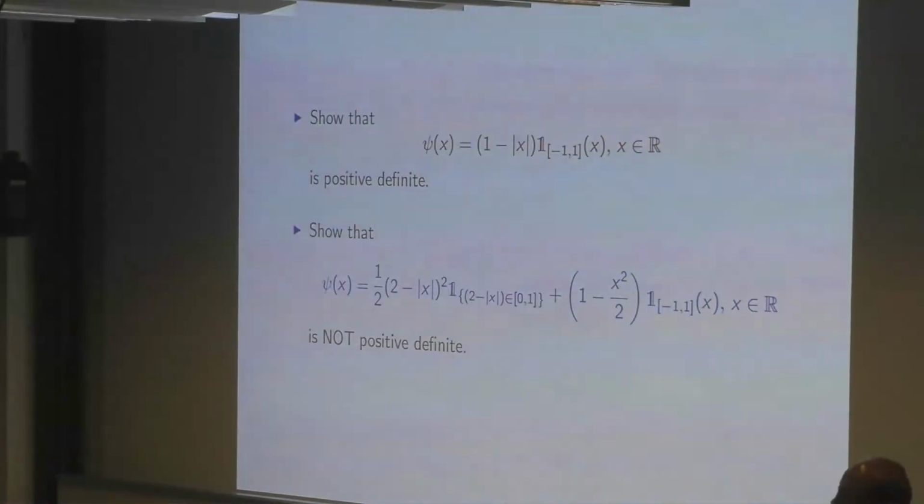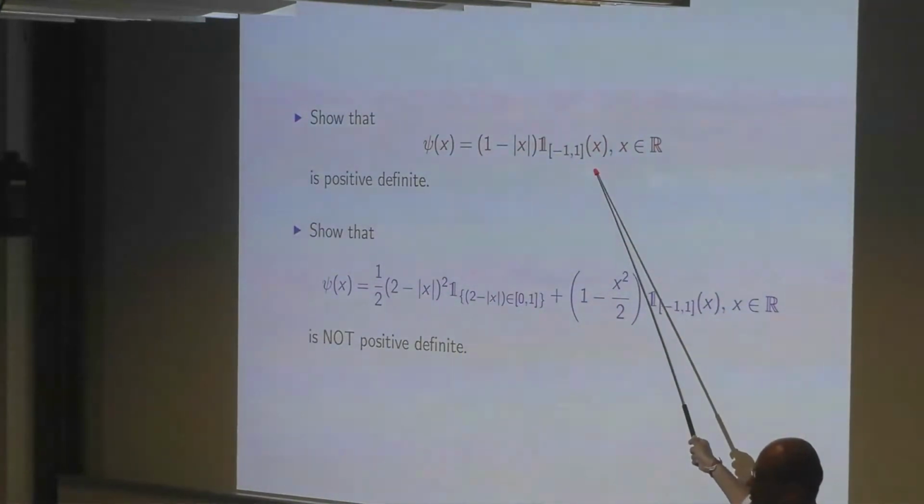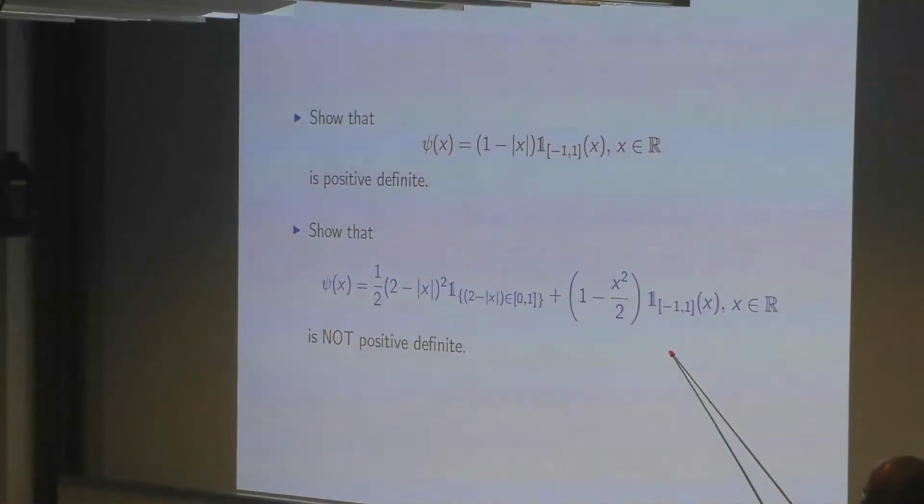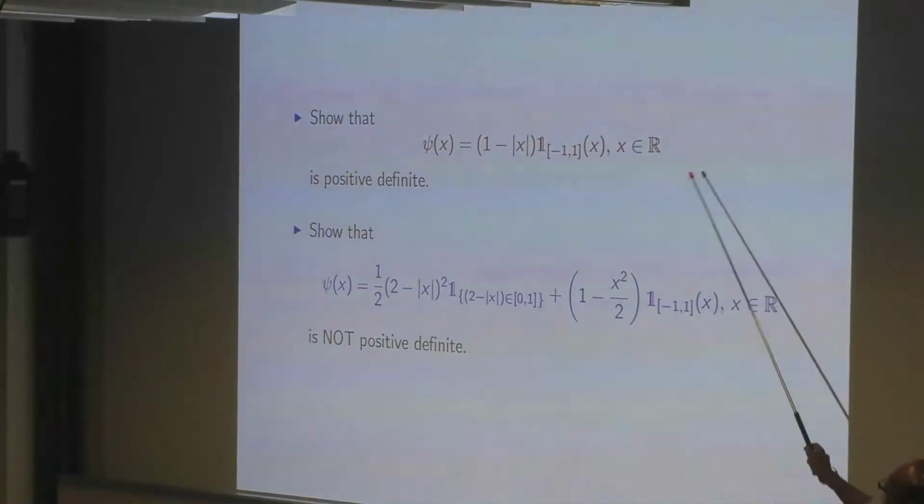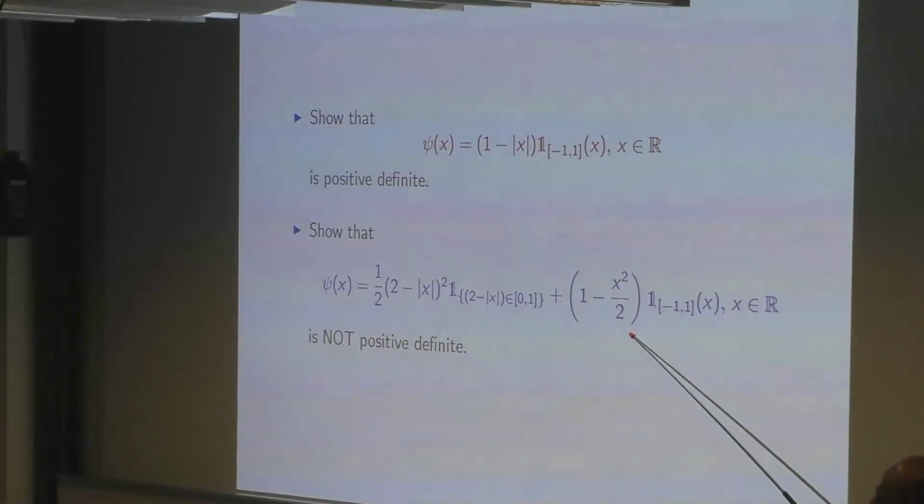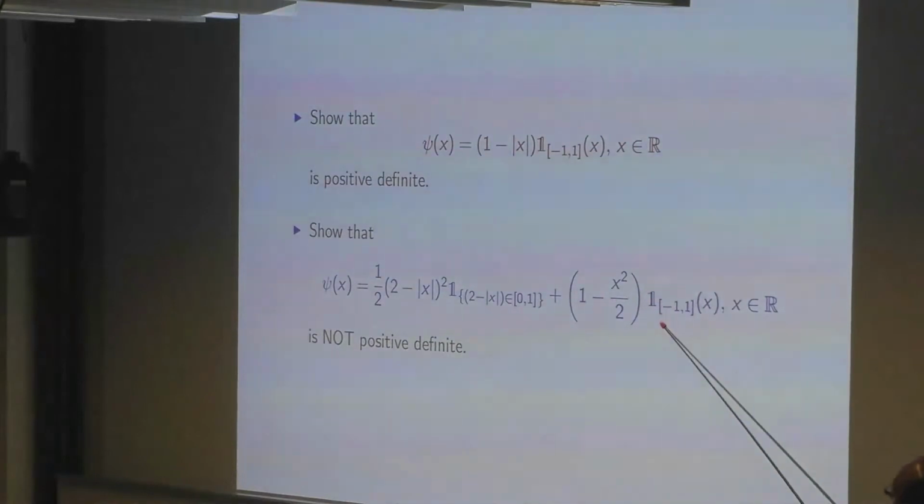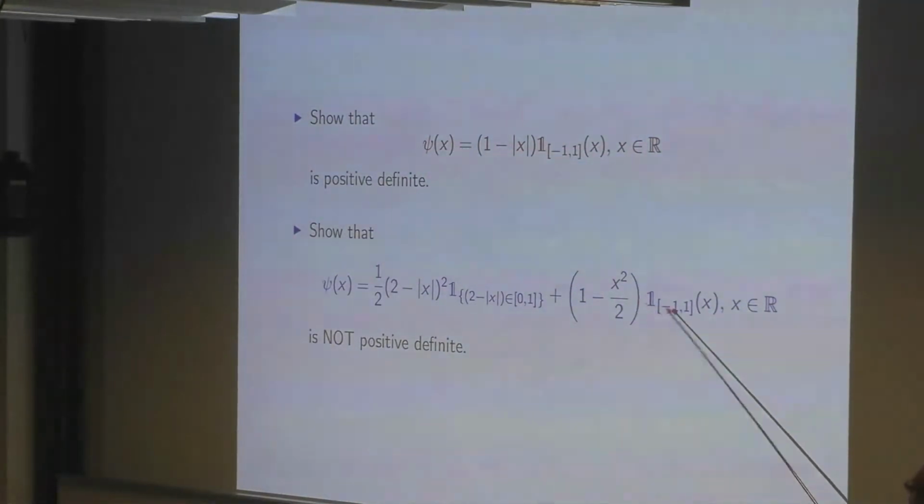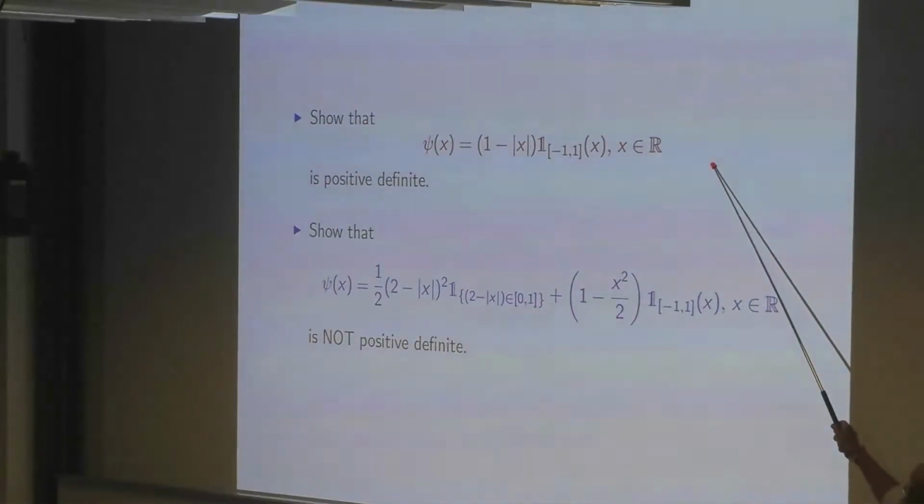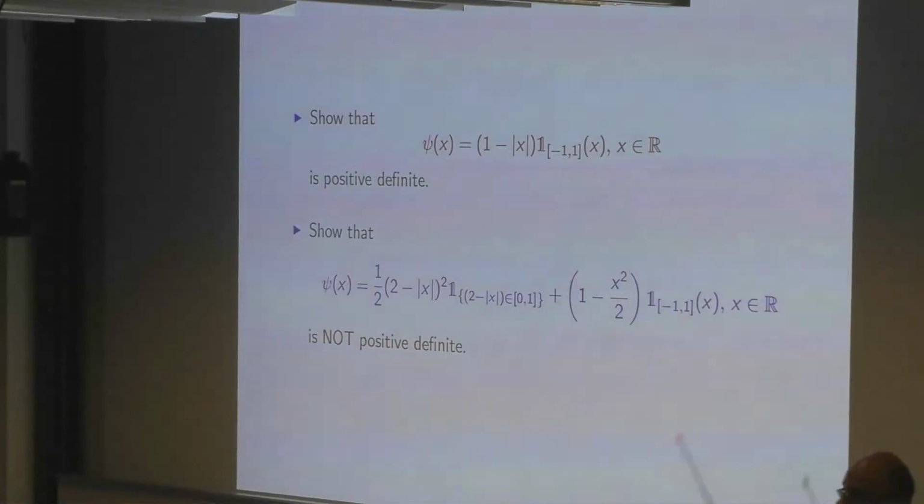And now here is your exercise. Show that this one is positive definite, whereas this one is not. So you take the Fourier transforms of these two functions. You check that the Fourier transform is positive here, but here the Fourier transform at some points is negative, and therefore this is not positive definite, whereas this is positive definite. So this will be a good time to do some integration.